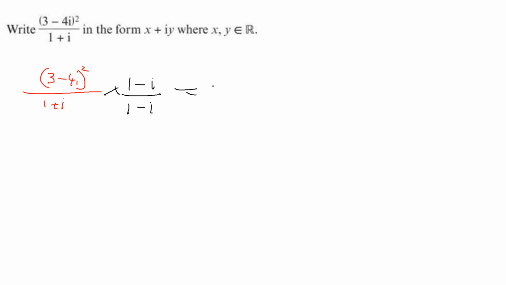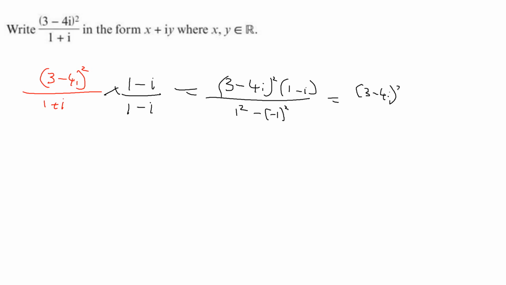Why? Because that's just going to be the same as 3 minus 4i all squared times 1 minus i all over 1 squared minus i squared, which is the same as 3 minus 4i all squared times 1 minus i over 2, okay? Now we can expand that top part. If you want to, you can expand the top part first. I just chose not to.